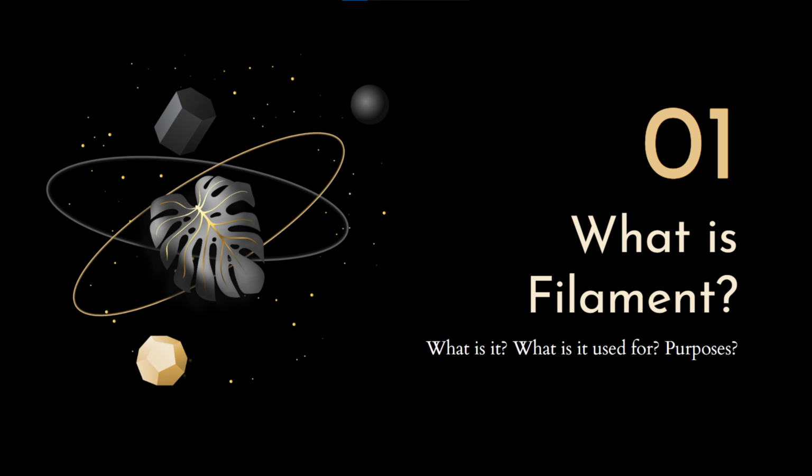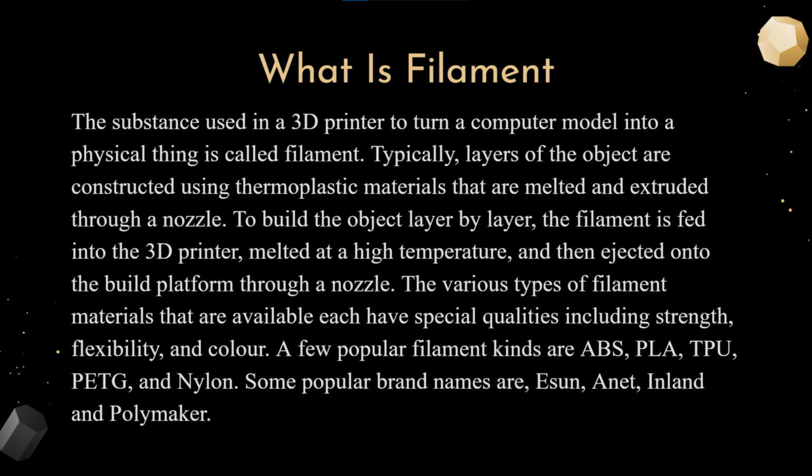What is filament? The substance used in a 3D printer to turn a computer model into a physical thing is called filament. Typically, layers of the objects are constructed using thermoplastic materials that are melted and extruded through a nozzle. To build the object layer by layer, the filament is fed into the 3D printer, melted at a high temperature, and then ejected onto the build platform through a nozzle.